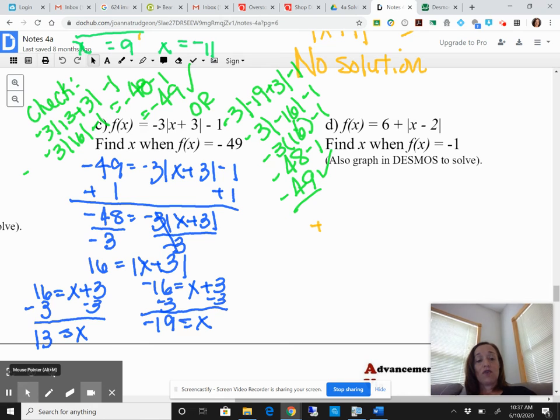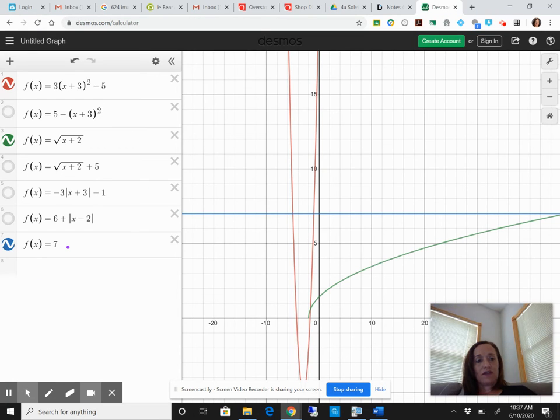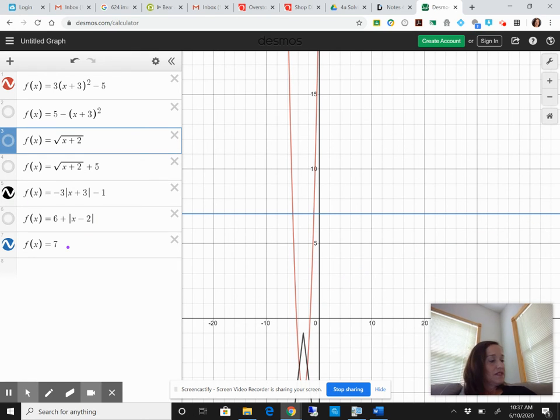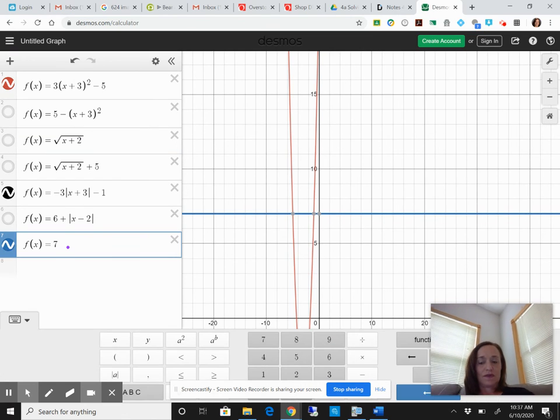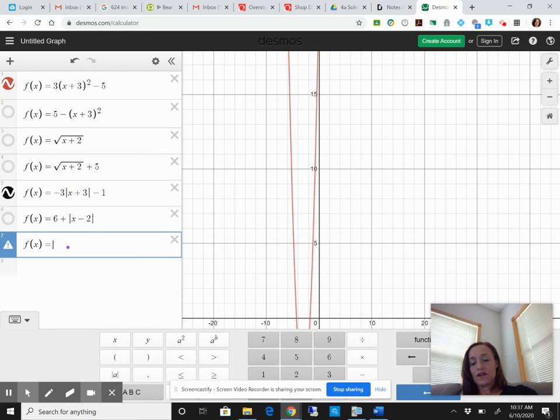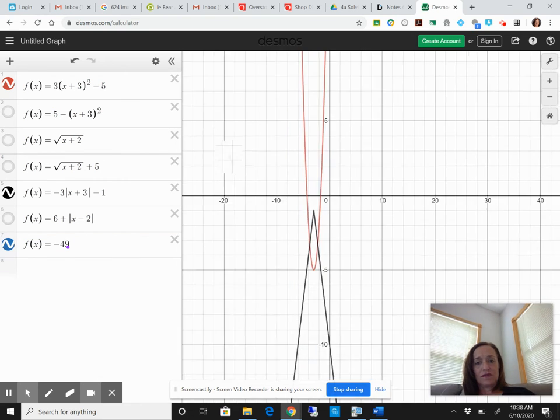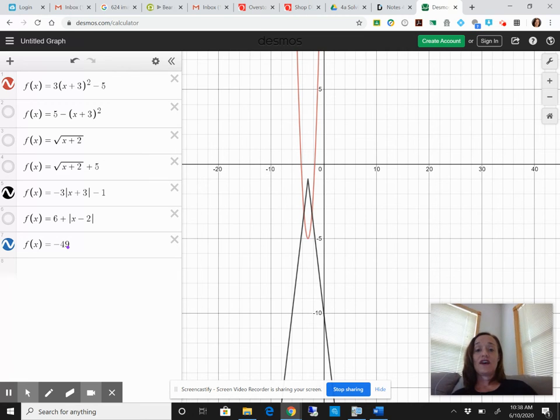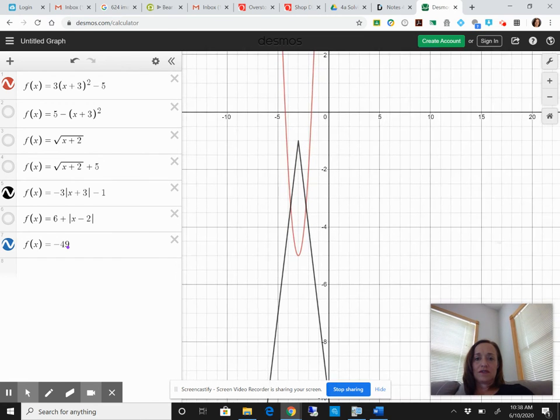Now, I wanted to show you this then. If we go to Desmos here, and I look at that one, that is this one, I believe, and we set it equal to negative 49. Just to prove that this works. Okay, now an absolute value function looks like this kind of thing.